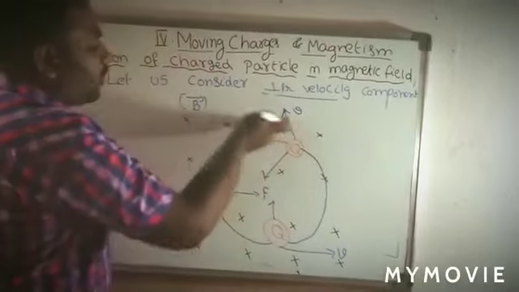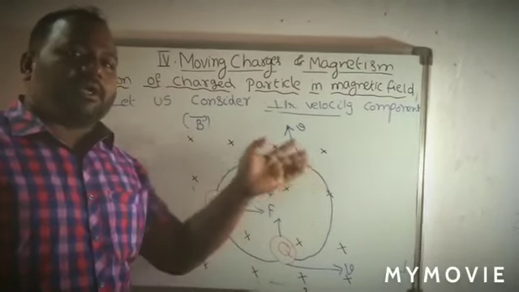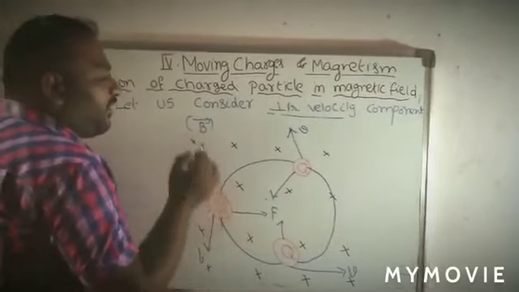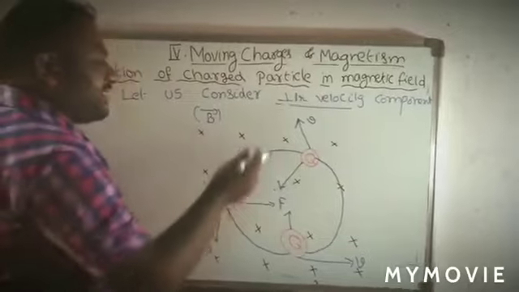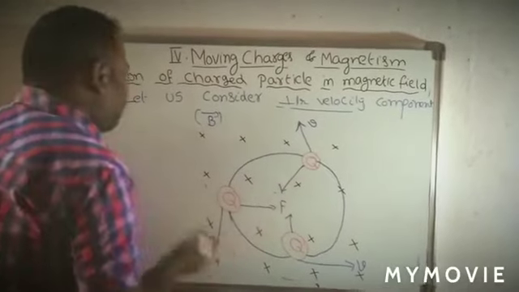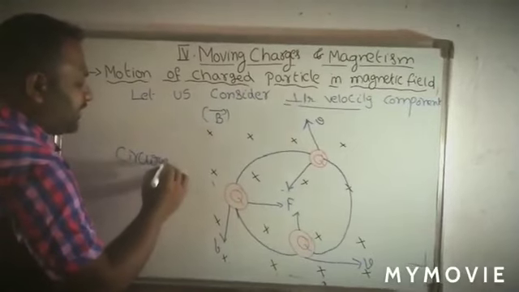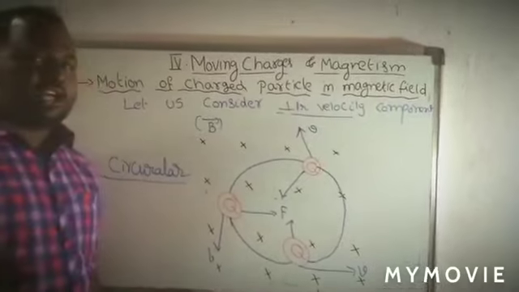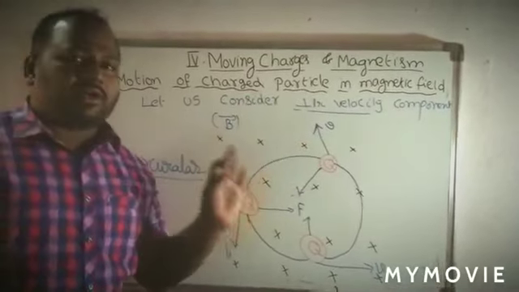So this is the motion of the particle due to the perpendicular component of velocity. What is the motion of the particle we are identifying? When we consider the perpendicular component of the velocity, the charged particle in a magnetic field is taking which path? That path is known as a circular path. So this is the motion of the charged particle due to the perpendicular component of velocity.